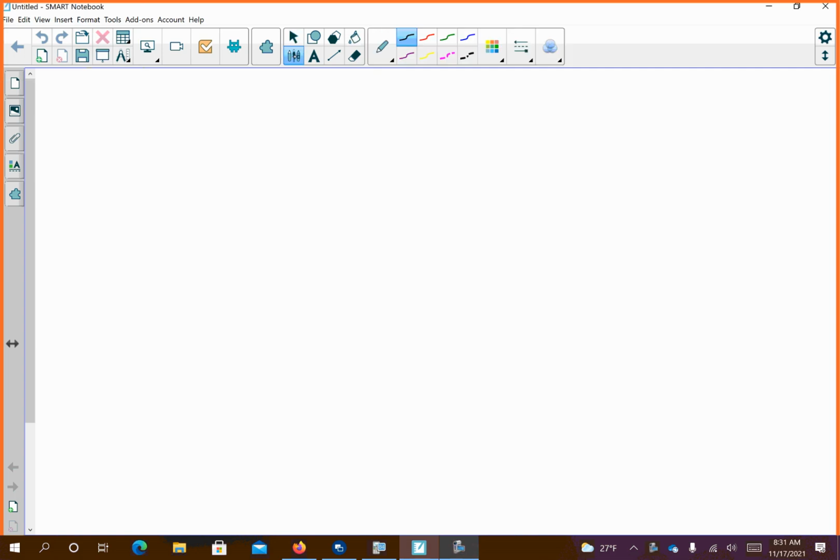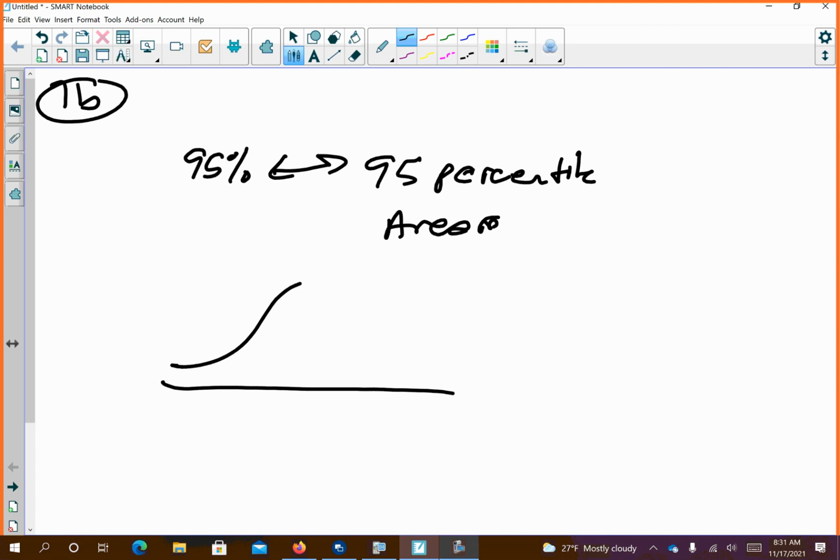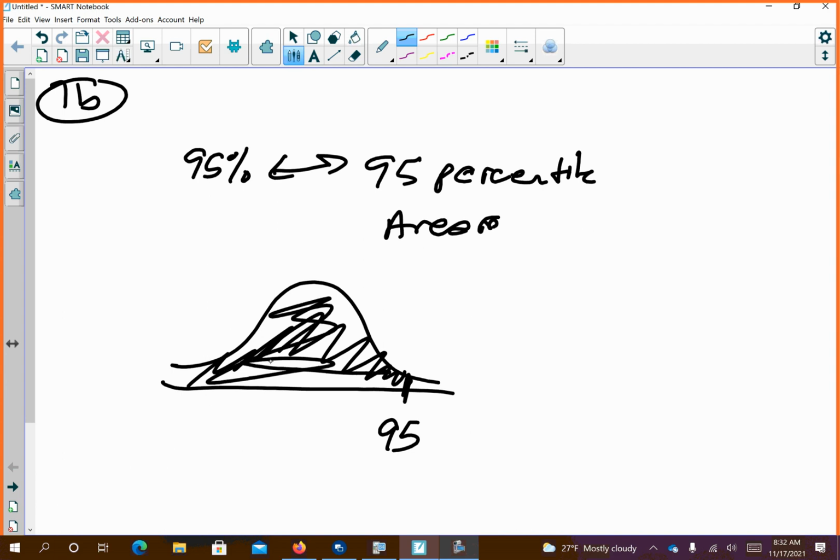Okay, so what's funny is I actually was thinking about this question. So this is 7B, versus the 95th percentile. For right now, let's say that they are the same thing. So that means that we're dealing with the area under the curve. So basically, they're looking for what is this score that would make us have 95% of our area.